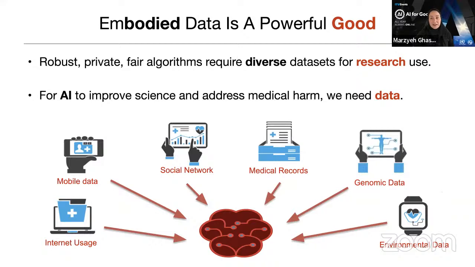The thing that I think we should frame the rest of the talk with, and something I'll come back to at the end, is the fact that all of the data that we're working with in a health context is embodied data. It's data from human bodies. I will argue throughout that robust, private, and fair algorithms require diverse data sets for research use. Current medical harm and inefficiency can't be addressed by just applying a naive model to some small subset of data. If we want AI to improve science and address medical harm, we need better data.